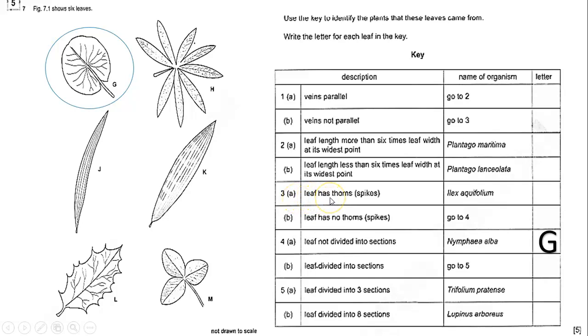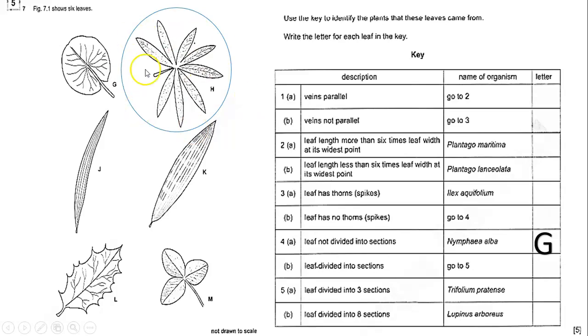Leaf has thorns. Can you see any spikes or thorns here? Of course not. It's very smooth. So the leaf has no thorns, so we go to question number 4. Leaf not divided into sections. As you see, no sections. This leaf is divided into sections. This one is divided into sections, but this one does not have any sections. So again, this is the genus and this is the species. Let's look at another leaf.